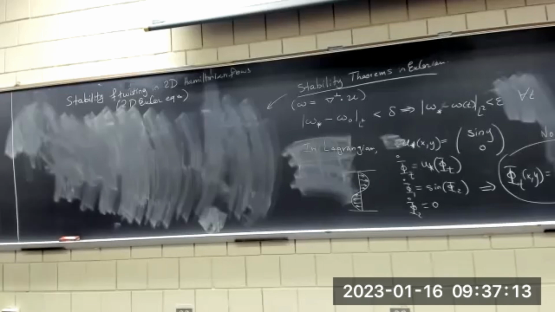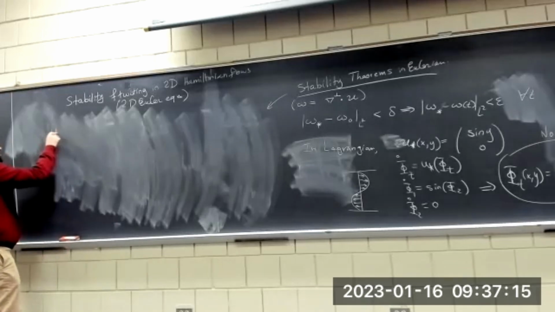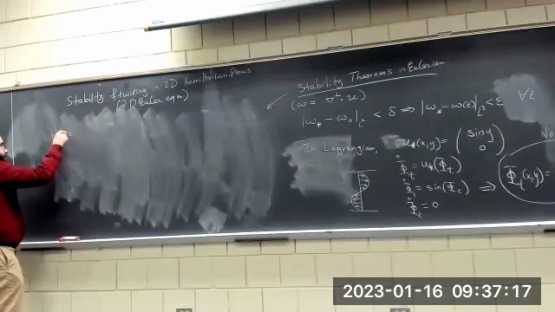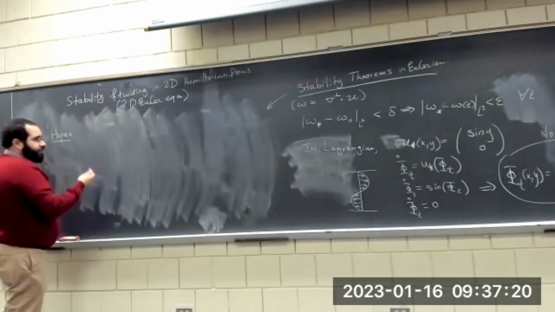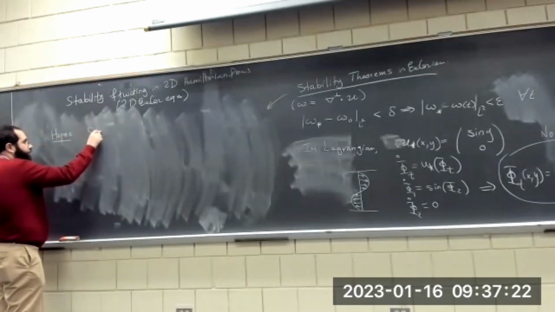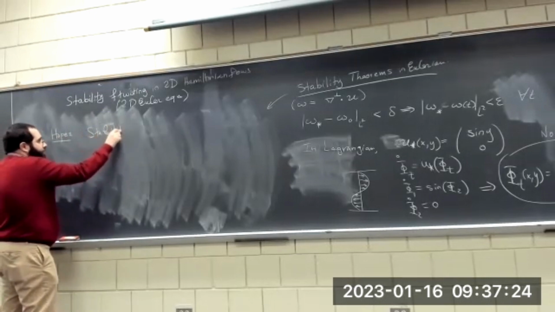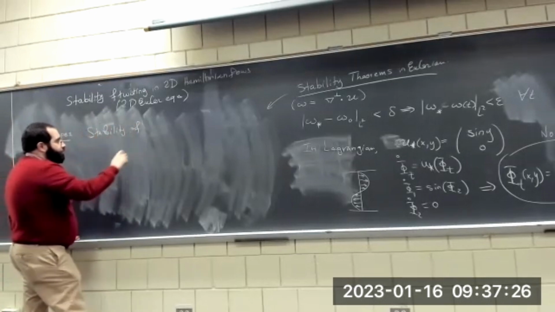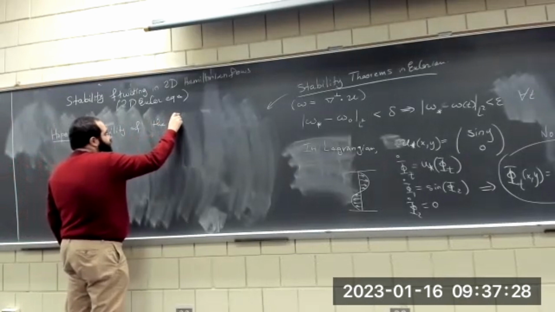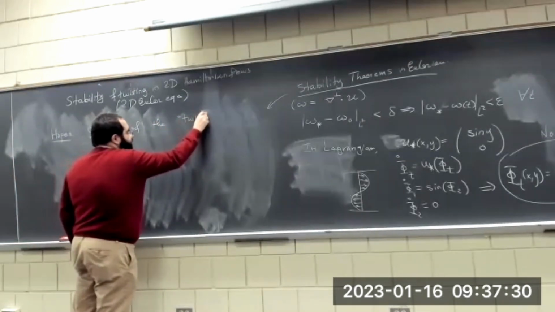But what you could hope for is to show that the complexity is stable. So, stability of the complexity of the twisting.